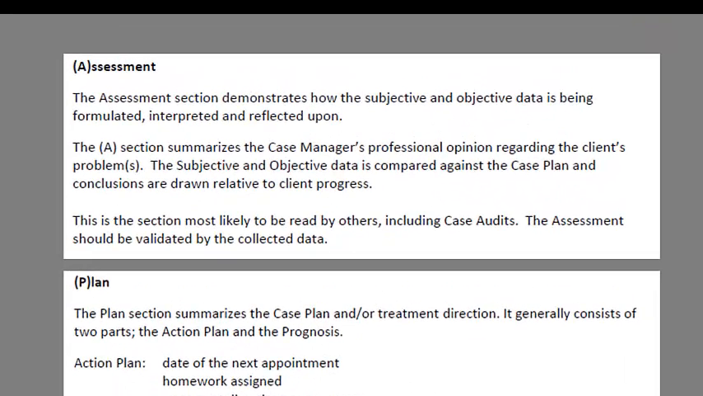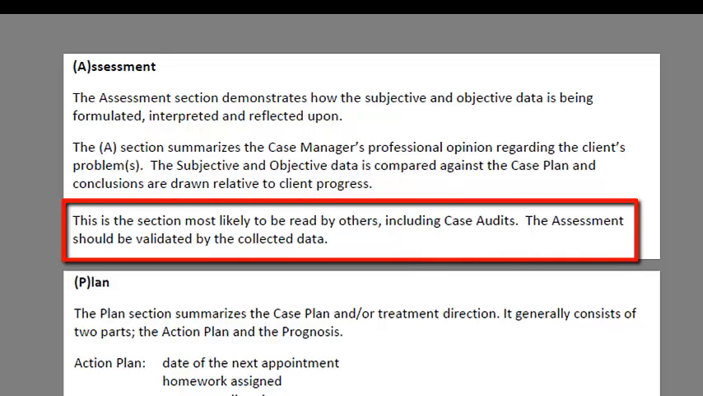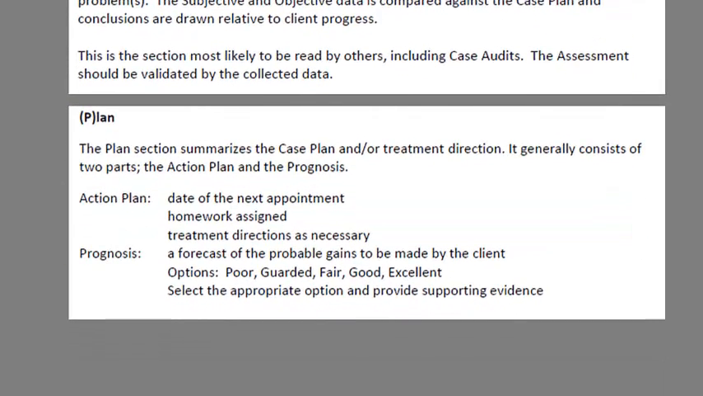The assessment part is where you begin to put in your professional opinion. This is where you draw conclusions. And these conclusions are what leads to the P part of the SOAP note, which is the plan. I'm looking for an action plan and a prognosis. Both parts are included in the case here.